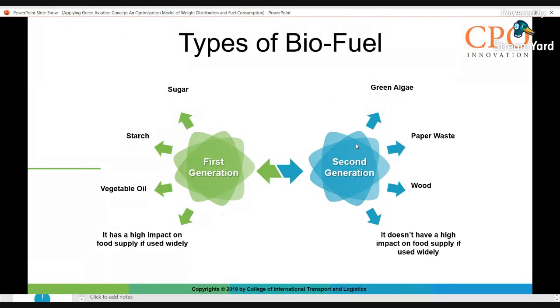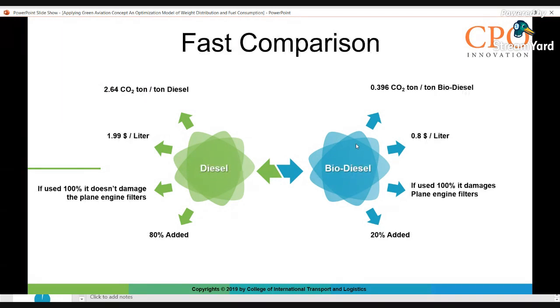There are two different generations of biofuel. The first generation is the organic source generation. The first generation biofuel most likely comes from sugar, starch, and vegetable oil. They have an organic nature, so they have a huge impact on food supply, so they are not very preferred to be used globally. So we moved on and started looking at the second generation, which comes from different sources like green algae, paper waste, and wood. It doesn't have a high impact on food supply, so it's a much better solution than the first generation of biofuel.